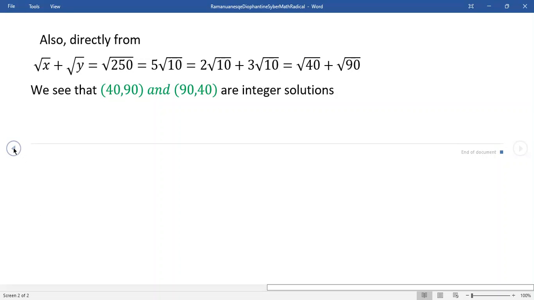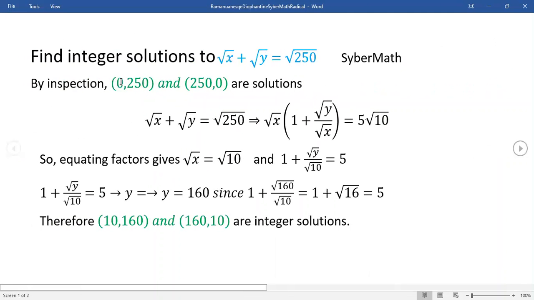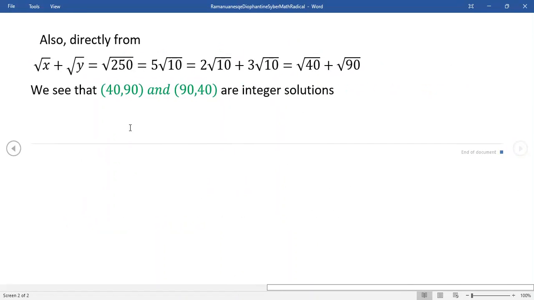So overall we have 6 solutions: the 2 by inspection, these 2 that followed from this factorization, and also these 2 right here. And as far as I know, those are the only integer solutions.